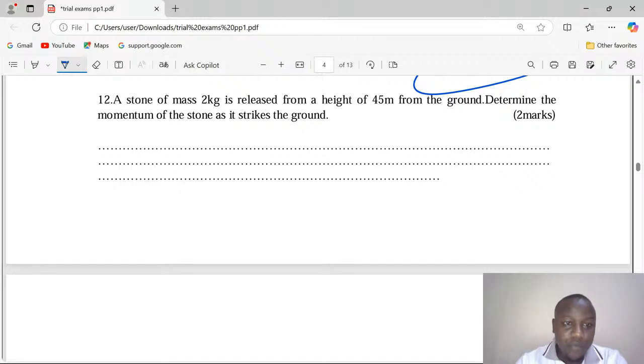Number 12. A stone of mass 2 kg is released from a height of 45 meters from the ground. Determine the momentum of the stone as it strikes the ground.